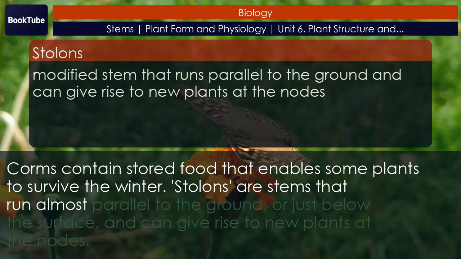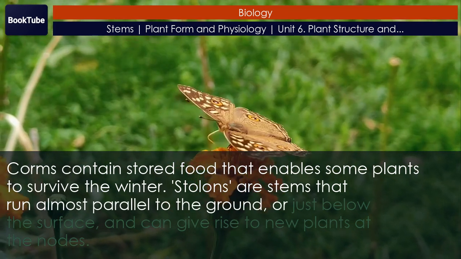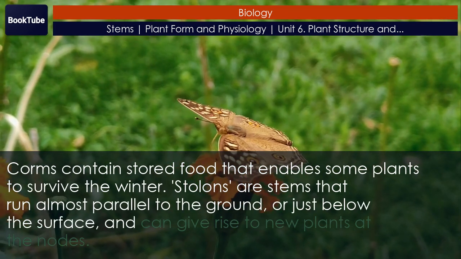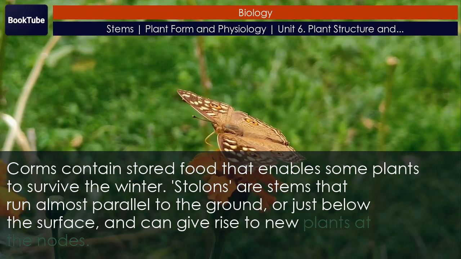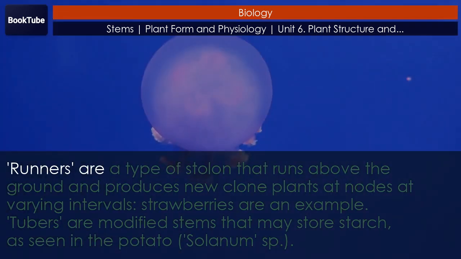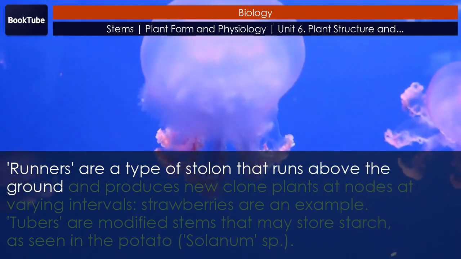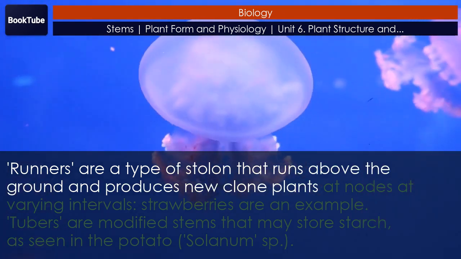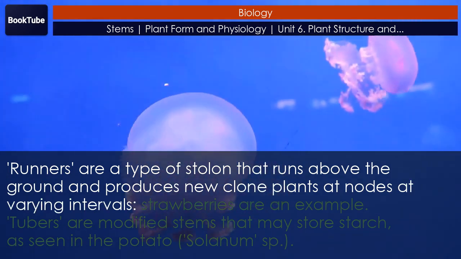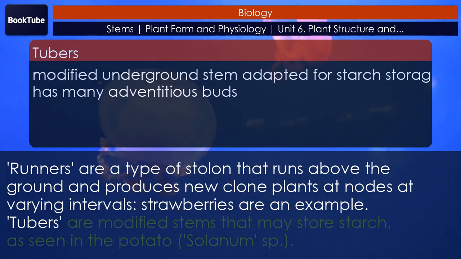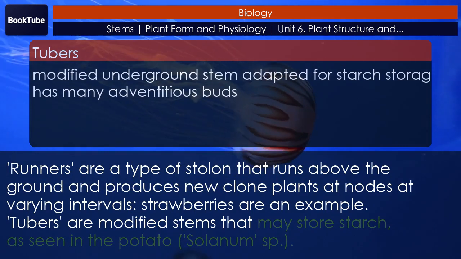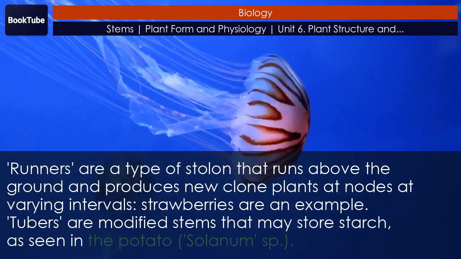Stolons are stems that run almost parallel to the ground, or just below the surface, and can give rise to new plants at the nodes. Runners are a type of stolon that runs above the ground and produces new clone plants at nodes at varying intervals. Strawberries are an example. Tubers are modified stems that may store starch, as seen in the potato.